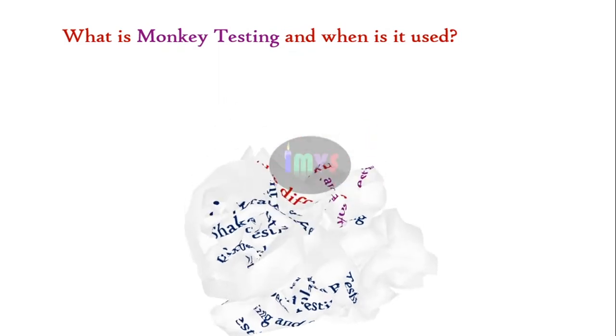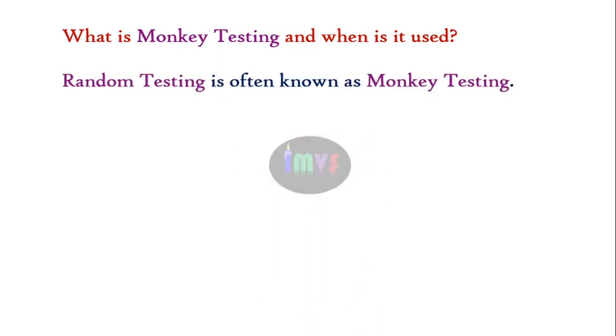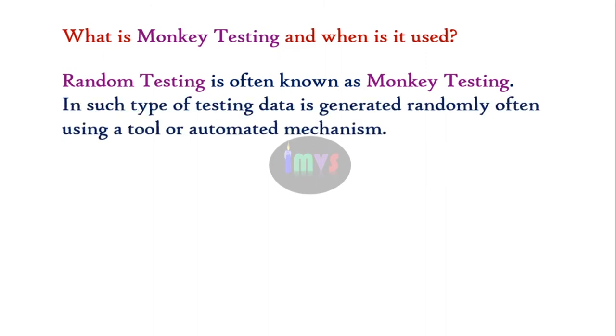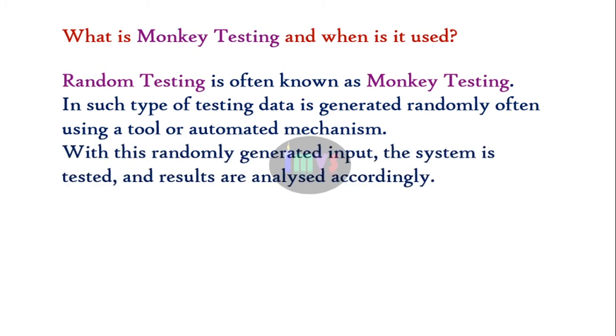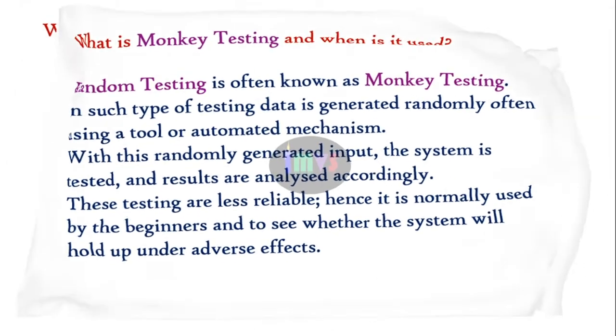What is monkey testing and when is it used? Random testing is often known as monkey testing. In such type of testing, data is generated randomly, often using a tool or automated mechanism. With this randomly generated input, the system is tested and results are analyzed accordingly. These tests are less reliable, hence it is normally used by beginners and to see whether the system will hold up under adverse effects.